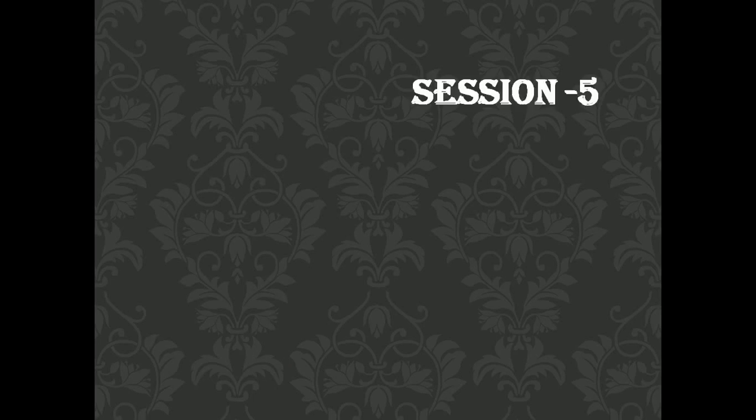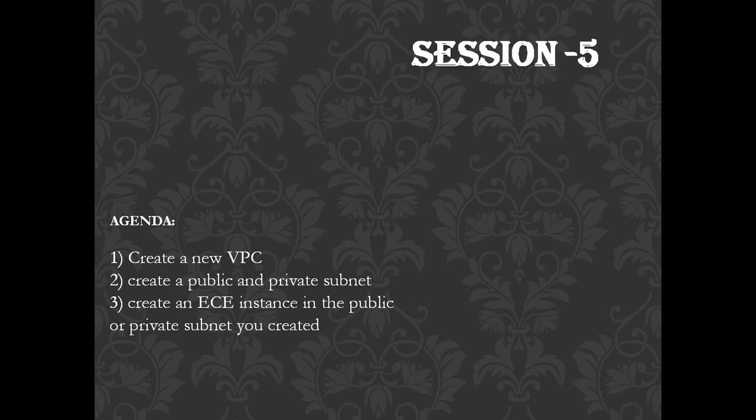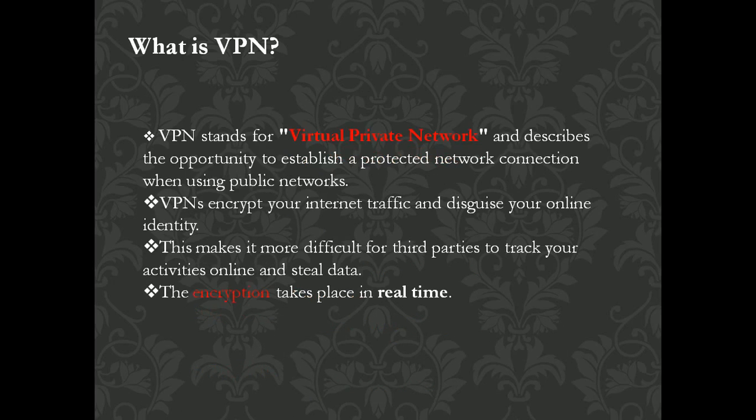Hello everyone, let's create a virtual private cloud by using AWS. First of all, what is VPN? It's a virtual private network. It creates an opportunity to establish a protected network connection when using public networks. It encrypts your internet traffic and secures your online identity. This makes it more difficult for third parties to track our online activities and steal the data.